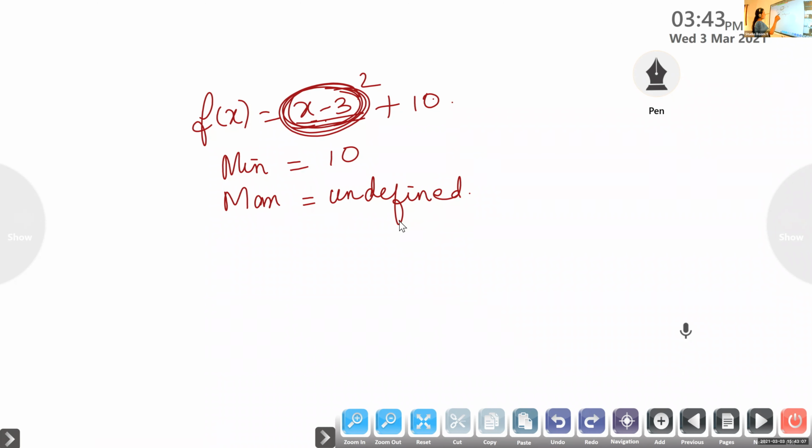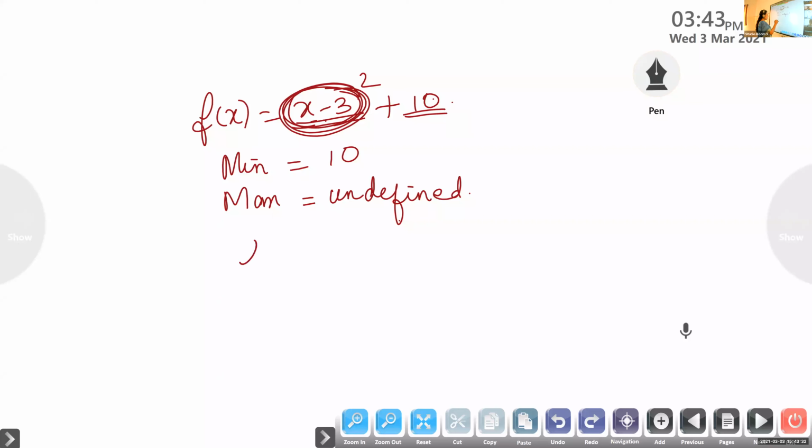But what about the minimum value here? It is 0. But here the fixed value is 10. So 0 plus 10 is 10. Karthik, are you able to follow this? Yes, ma'am. Anet, is it clear for you?